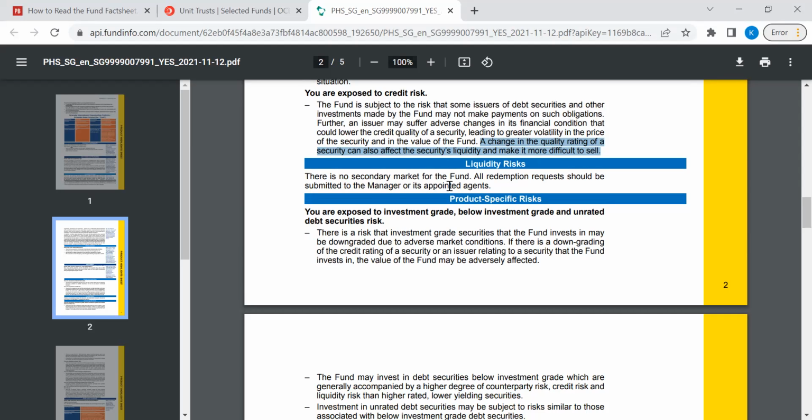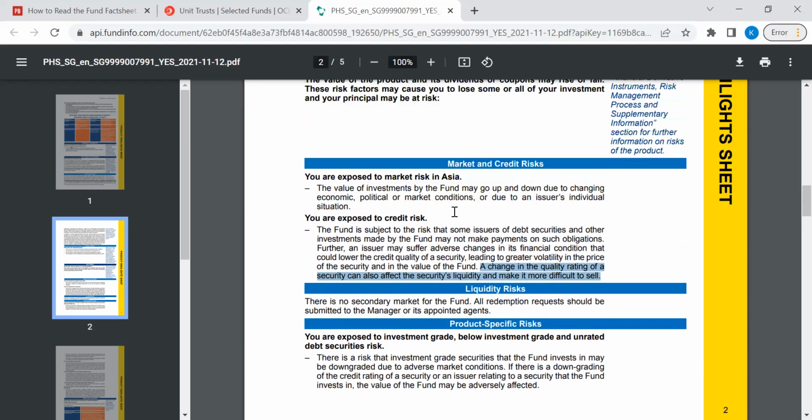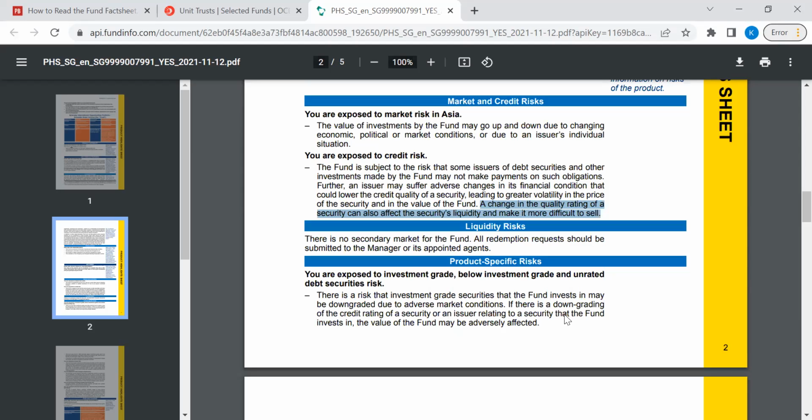There's no secondary market for the fund. All redemption requests should be submitted to the manager or its appointed agent. What does that mean? This means that when you want to cash out for the fund's net asset value, we can only liaise with Strider. So what Strider will do is sell your units in the market and return you the cash. You can't sell to another person because there's no market for you to sell your position to another person.